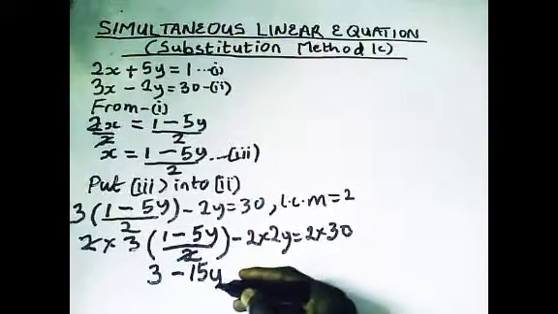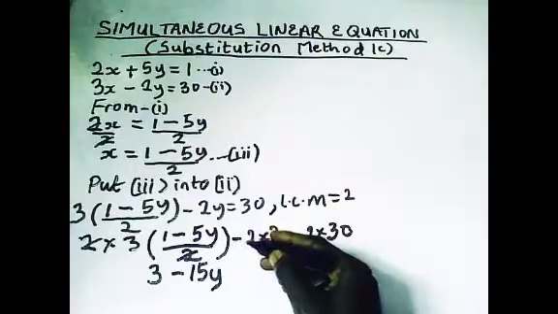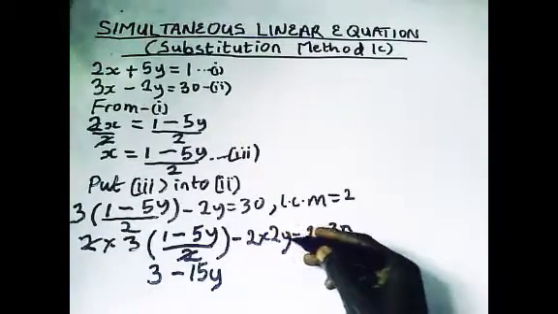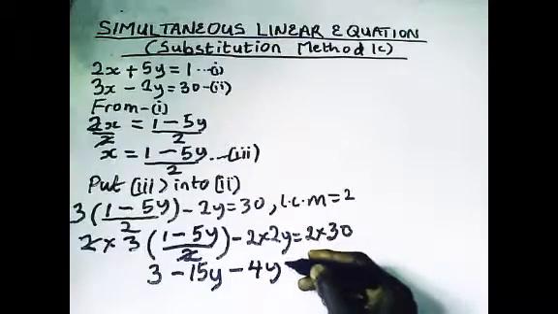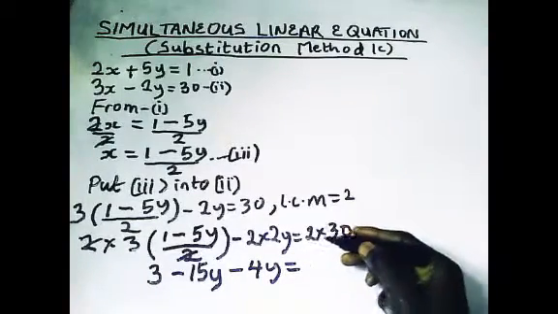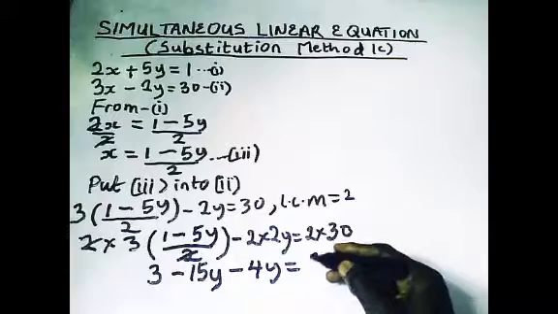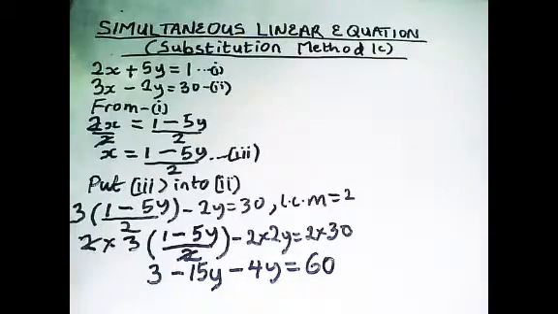Now we move on to the next term, which is minus 2 times 2y, and that gives us minus 4y equals to 2 times 30 will give us 60. So that is how we arrive at this step.